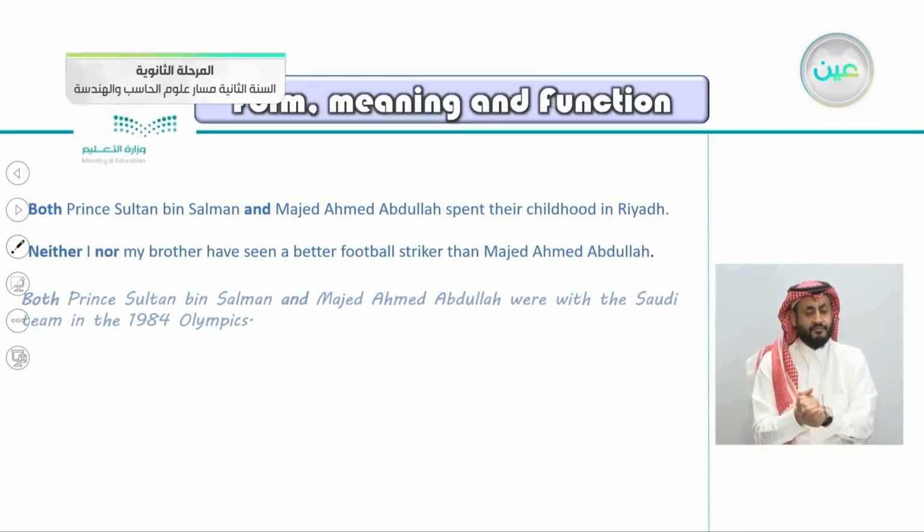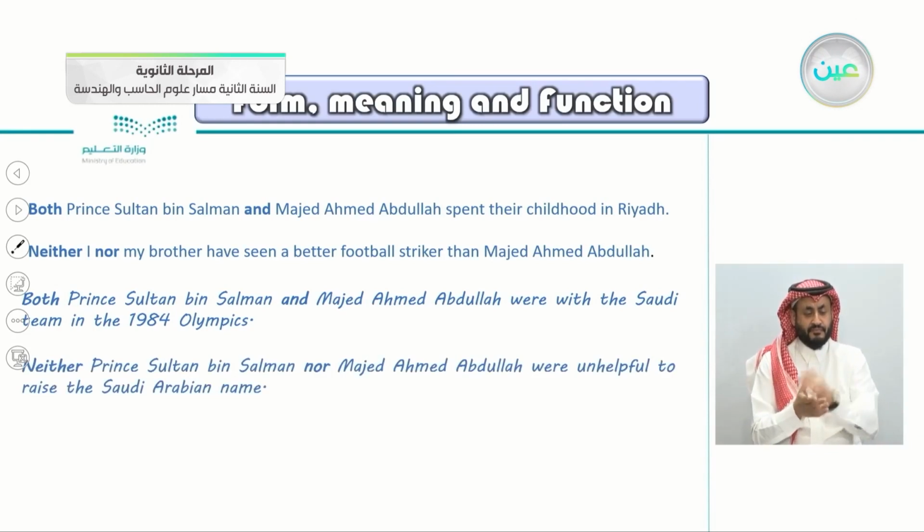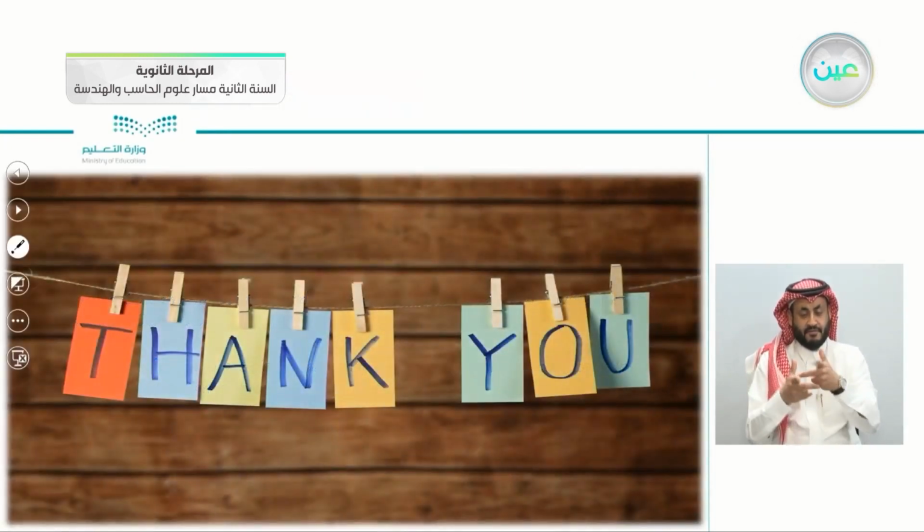For example, I chose here: both Prince Sultan bin Salman and Majid Ahmed Abdullah were with the Saudi team in the 1984 Olympics. Or I said: neither Prince Sultan bin Salman nor Majid Ahmed Abdullah were unhelpful to raise the Saudi Arabian name. So this is neither, nor, and both of them, both, and. And with that, we reach the end of this lesson.